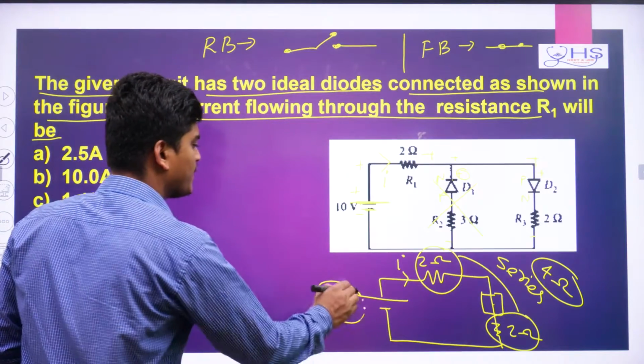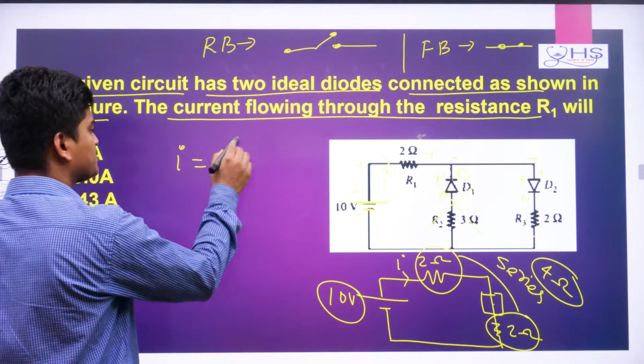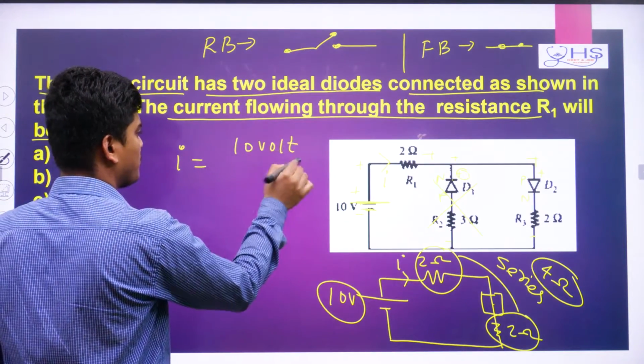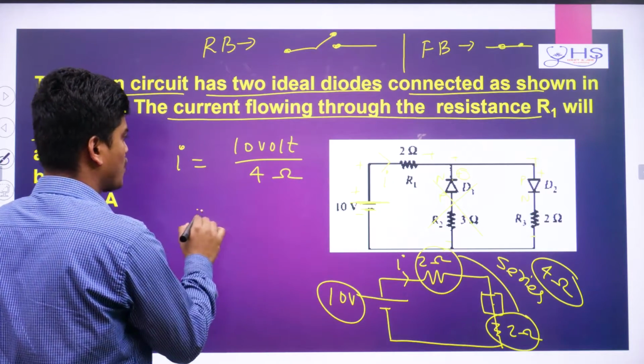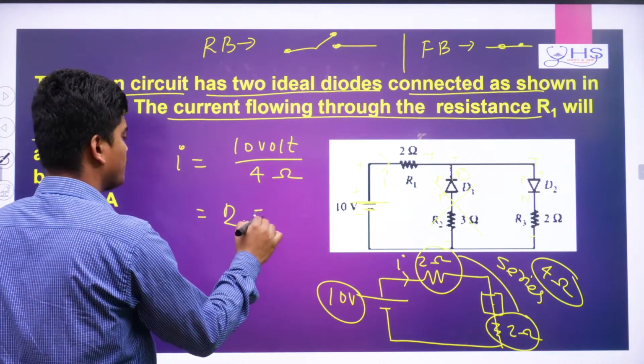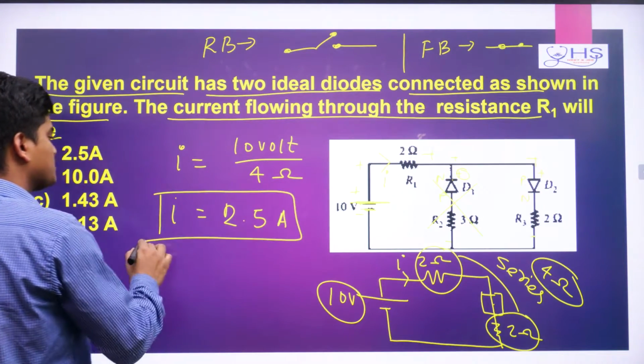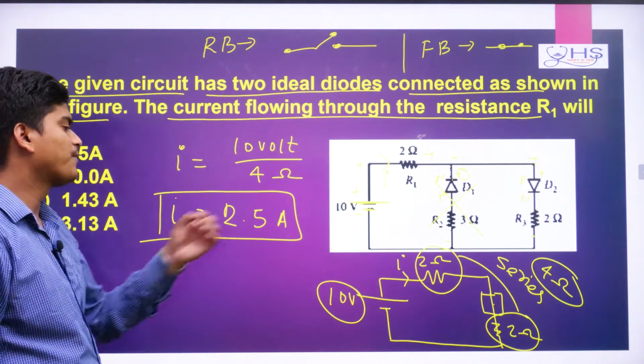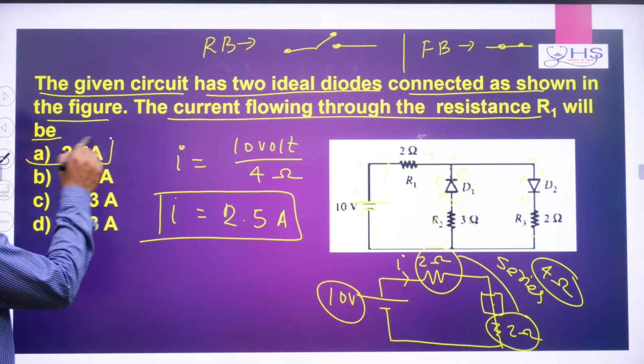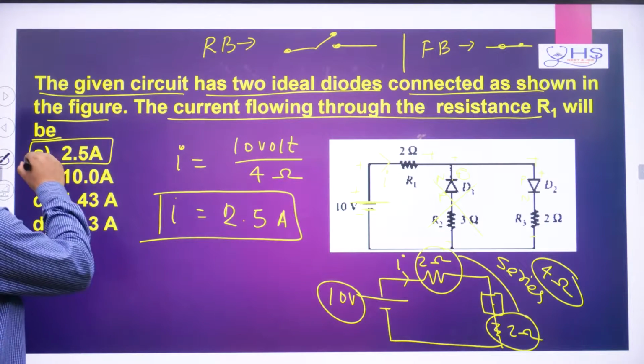And here voltage is 10 volt. Then current I can write 10 volt by 4 ohm. So how much is it? It is 2.5 ampere. Okay, 10 by 4 is 2.5. So here how much is coming? It is coming here 2.5 ampere. So simple question here. So answer will be A, 2.5 ampere.